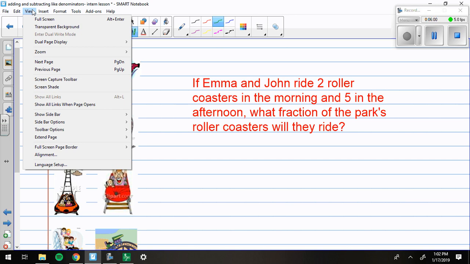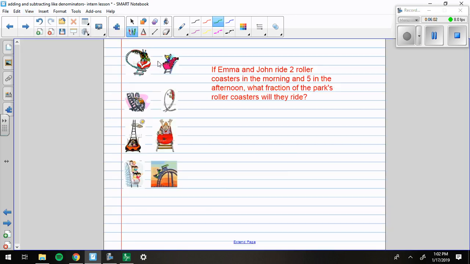Let me just change my view here real quick. We can also have word problems for adding and subtracting fractions with like denominators. Like this one: if Emma and John ride 2 roller coasters in the morning and 5 in the afternoon, what fraction of the park's roller coasters will they ride?